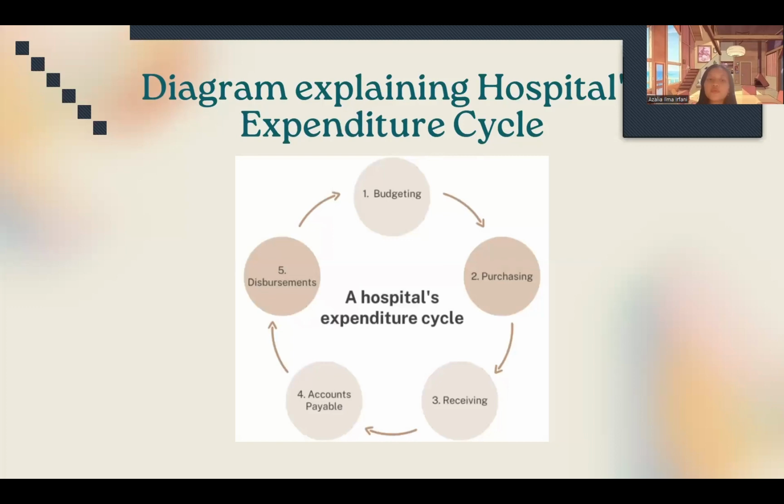Here we have the diagram that explains the hospital's expenditure cycle. The first is budgeting, second purchasing and receiving, and then accounts payable and disbursements. What this expenditure cycle means is that they go from one to another and then basically start over again.